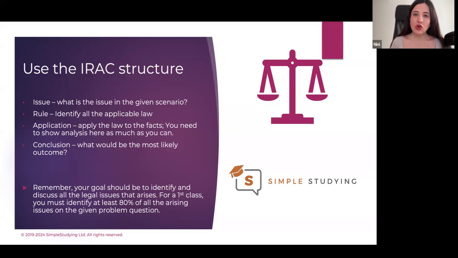Please remember that your goal should be to identify and correctly analyze at least 80% of all the legal issues that arise in the problem question. It's practically impossible most of the time to do 100% of it. That's why nobody gets 100% on law exams. 80 is usually the highest you can get. But as long as you can get 70, it's already an amazing grade. So your objective should be to get at least a 70, which is a first class.